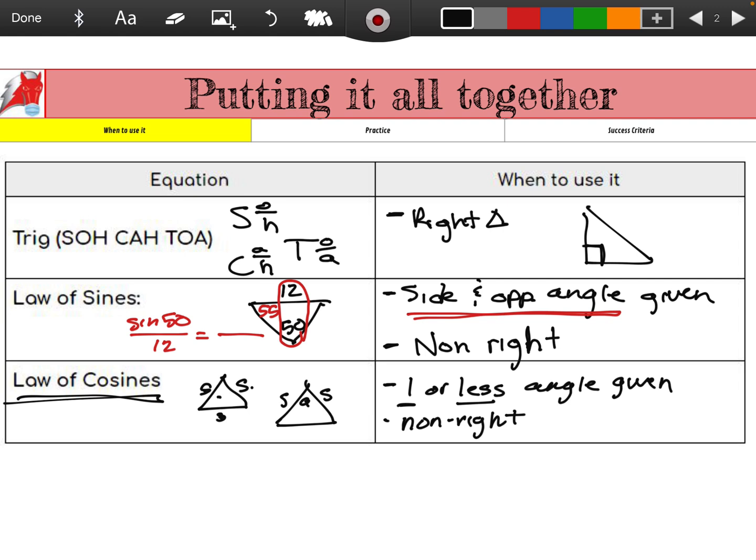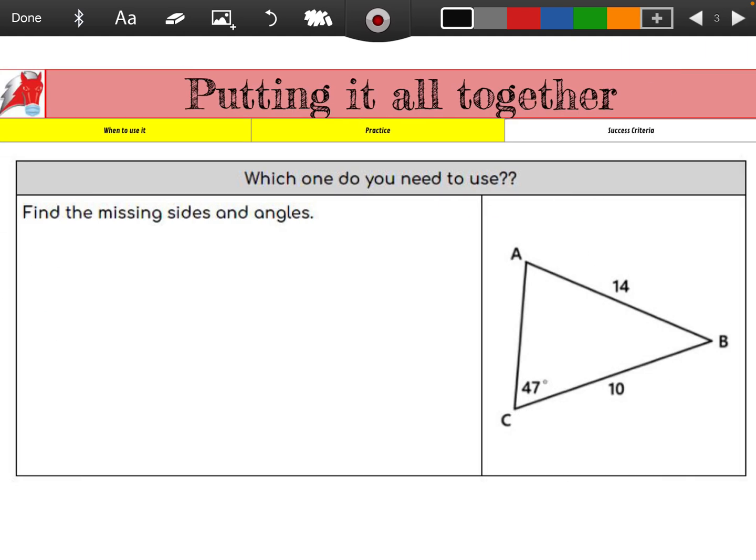Okay, so let's give ourselves a little bit of practice. Our job is we're going to find all the missing sides and angles. Why don't you go ahead and see, are you going to use trig? Is it a right triangle? Are you going to use law of sines? Does it have an angle and opposite side given? Or are you going to use law of cosines? Try it, solve it, find angle A, angle B, and then side AC. Find those three things. 3, 2, 1, go.